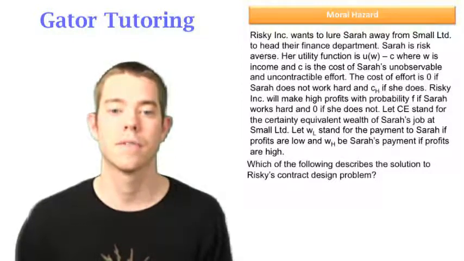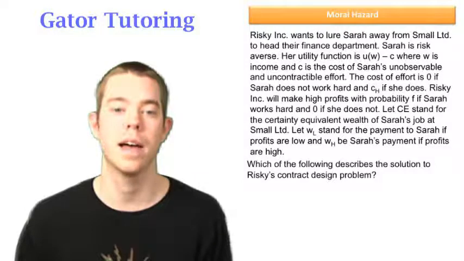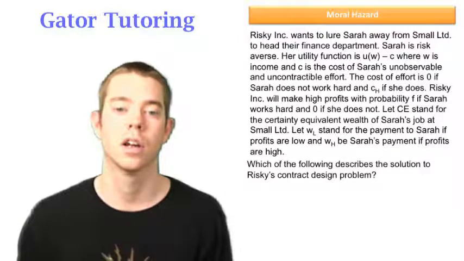It tells us the cost of effort is 0 if Sarah does not work hard, and the cost of effort is CH if she does. It says Risky Inc. will make high profits with probability F if Sarah works hard and 0 if she does not. It doesn't tell us about G, the probability of high profit with low effort, so we're going to assume that's 0. It also doesn't tell us the cost of effort at her other job, but we're also going to assume that's 0.